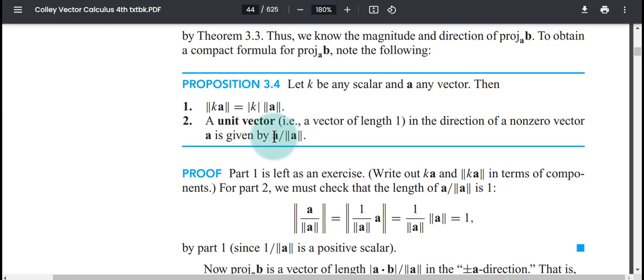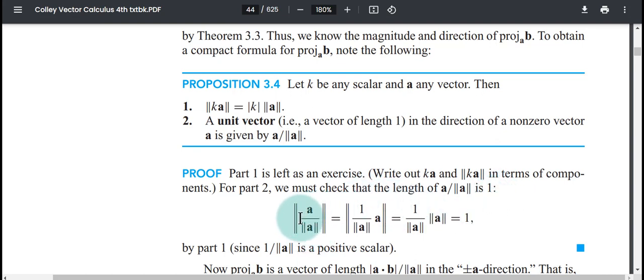The second part is not too hard. If we're just taking a scalar times A, it's always in the direction of A, especially if the scalar is positive. If the scalar was negative, then it would be in the opposite direction of A, but this is going to be a positive number, the norm. So it's pretty clear that it's in the direction of A, but it's not necessarily clear that the length of this whole thing is 1. So for part 2, we must check that the length of this thing is 1.